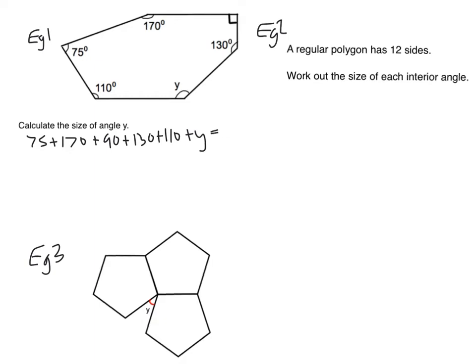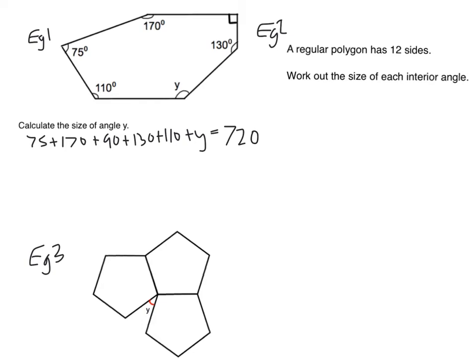Now if it was a triangle it would be 180. If it was a rectangle or a quadrilateral it would be 360. But how many sides has this got? 1, 2, 3, 4, 5, 6 sides. So 6 sides. The sum of those would be 6 minus 2, which is 4, 480s is 720. So the interior angles of a 6-sided shape should add up to 720.